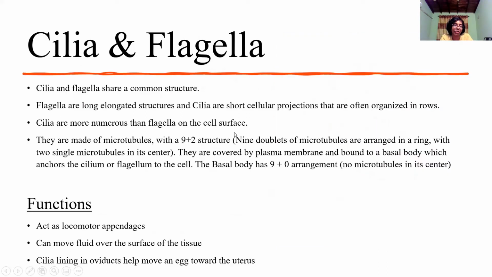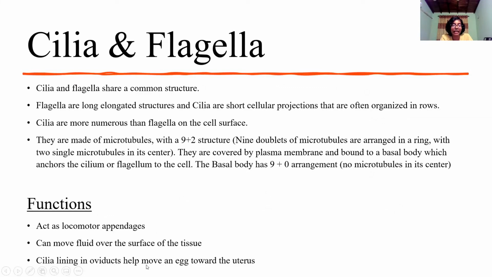The functions we can see: they act as locomotor appendages, so in movements. As I said, for sperm they are helping in movement, so act as locomotor appendages. They can also move fluid over the surface of the tissue. Of course, they help in movement of fluid over the tissue, especially the cilia.